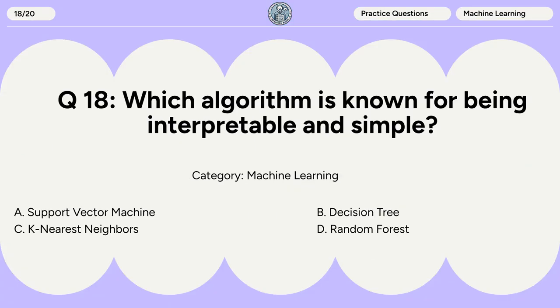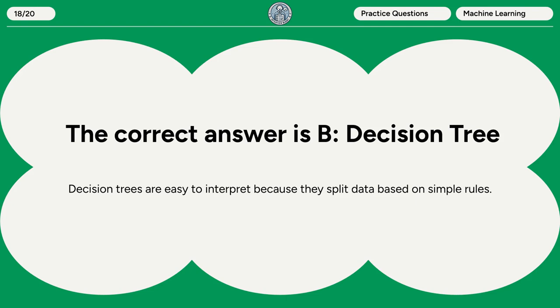Question 18. Which algorithm is known for being interpretable and simple? A. Support vector machine. B. Decision tree. C. K-nearest neighbors. D. Random forest. The correct answer is B. Decision tree. Decision trees are easy to interpret because they split data based on simple rules.